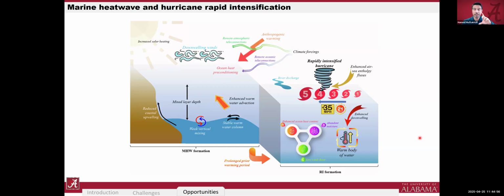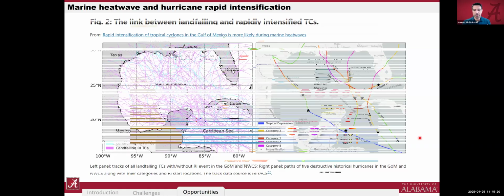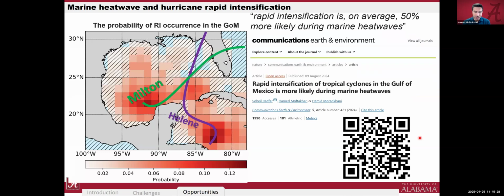If you look at the so-called rapid intensification of tropical cyclones, which is basically an increase in intensity in a very short period of time, we found a very statistically significant correlation with the so-called marine heat wave, an extended period of elevated sea surface temperature, which directly links with tropical cyclone intensity. Based on the analysis of tracks of landfalling TCs, we showed a statistically significant relationship. If you look at the paths of Hurricanes Helene and Milton that I mentioned at the beginning of this presentation, they actually went through those hot spots in the Gulf.